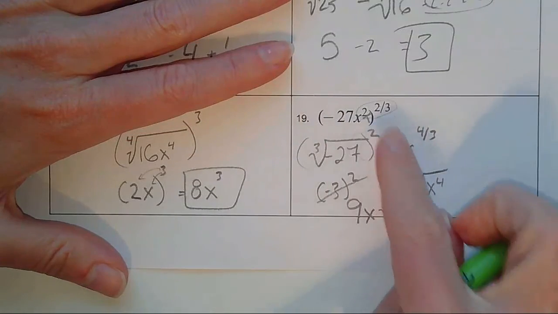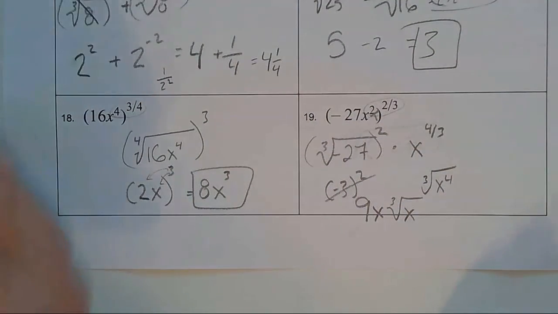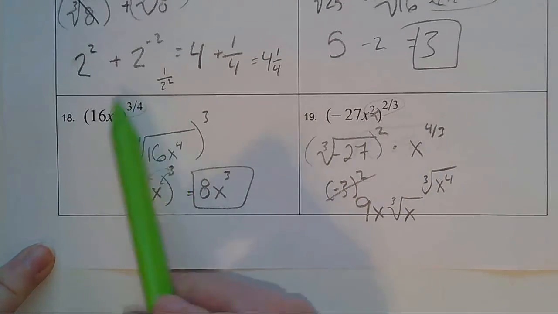So if they are multiplying a number and a variable, you can treat them separately, especially if they don't work out perfectly. But for the most part, you're doing Delta Math, so they should, I think, mostly work out perfectly.